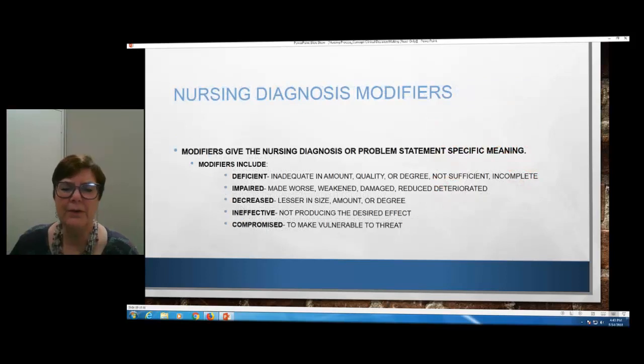So modifiers, you need to understand modifiers, because here we have this problem with this respiratory infection. When we try to figure out the problem statement, is something deficient? Is something impaired? Is something decreased? Is it ineffective, or is it compromised?